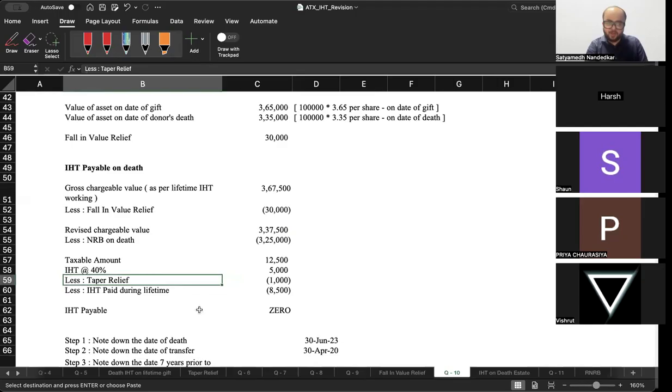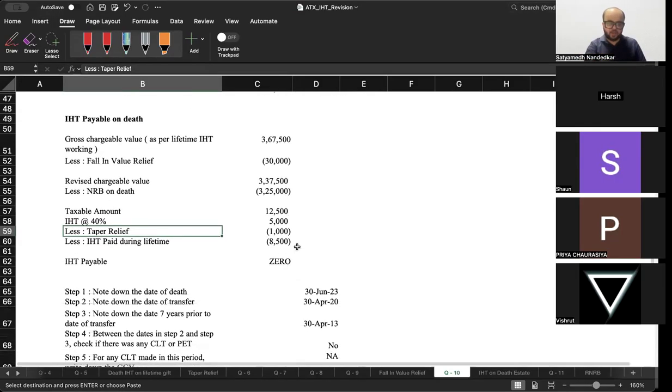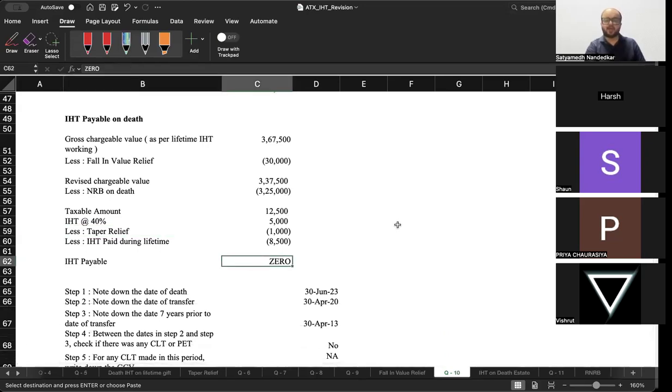You subtract taper relief. See, in this question a lot of different provisions are coming in together. You subtract taper relief, then you subtract IHT paid during lifetime. This is also subtracted when you calculate death IHT on lifetime gifts. Subtracting IHT paid during lifetime can make your IHT zero, but in a death IHT calculation, when you subtract the lifetime IHT paid, it can never create a refund or repayment of tax. Okay?